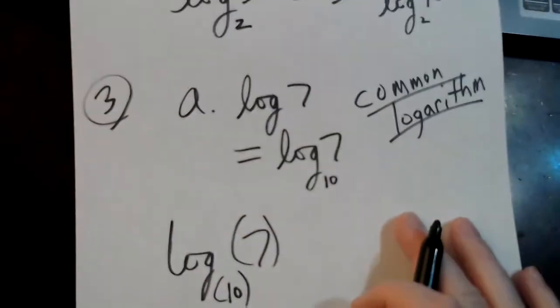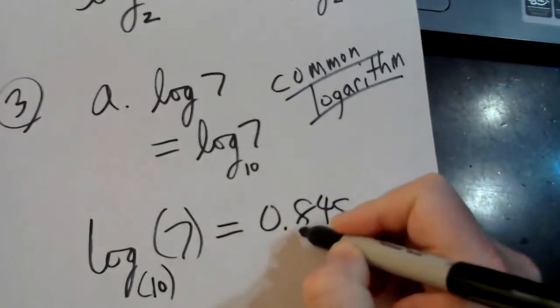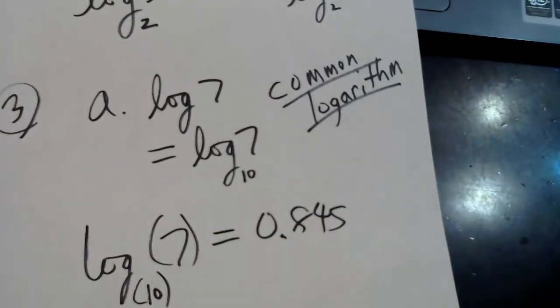So I end up with this number to 3 decimal places, 0.845. All right. And we're supposed to do this to 3 decimal places.